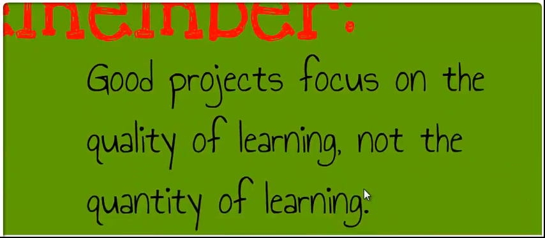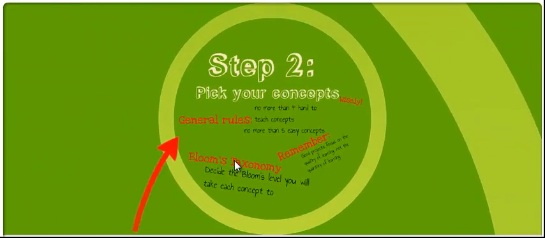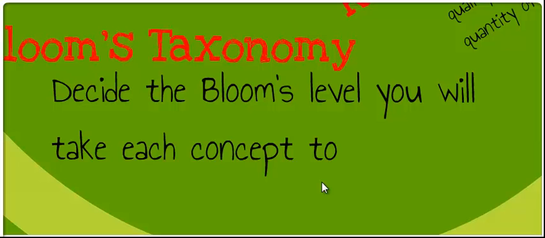Remember that good projects focus on quality, the depth of knowledge, rather than the quantity of learning. If you want quantity, then make a review. If you want quality, make sure that they spend some time with the topics. Okay? In addition, make sure that you're deciding what level of Bloom's taxonomy your state asks you to analyze your information at. In order to do that, it's important to look at the standards that are in your curriculum guide.